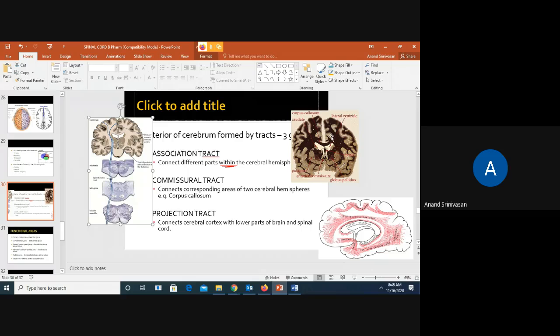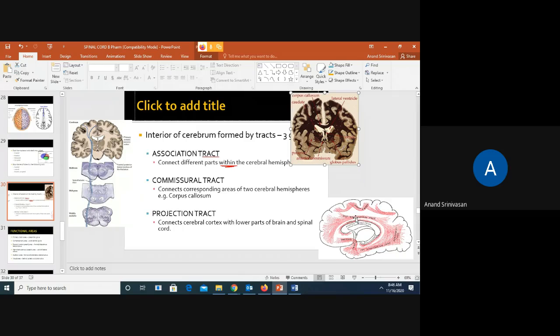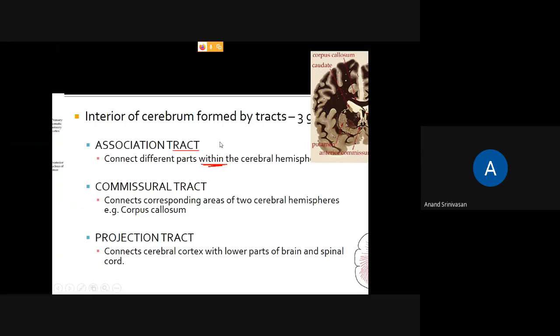Now, why are all these things required? Why is this association tract required? Why the commissural tract? Why the projection tract? Suppose in the association tract, how does it work? For example, when someone asks you a question, I asked you a question, are you able to understand, right? So what did you reply? Yes, I understood. So how did this process take place?